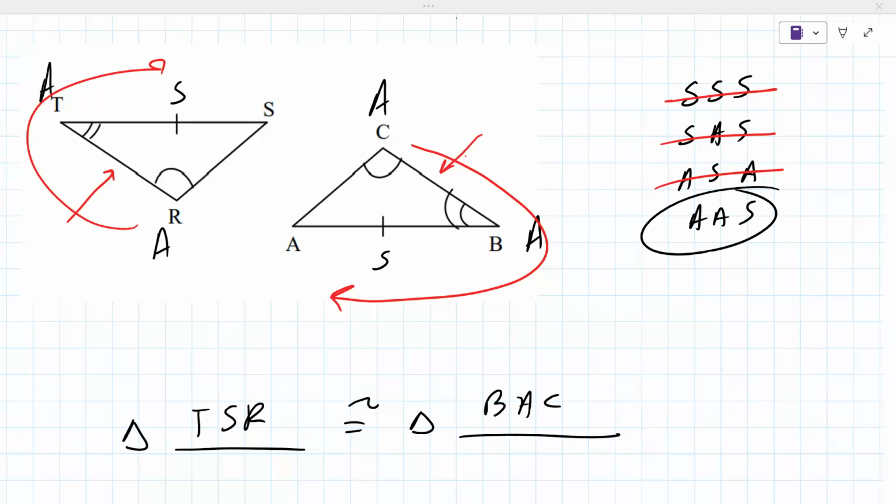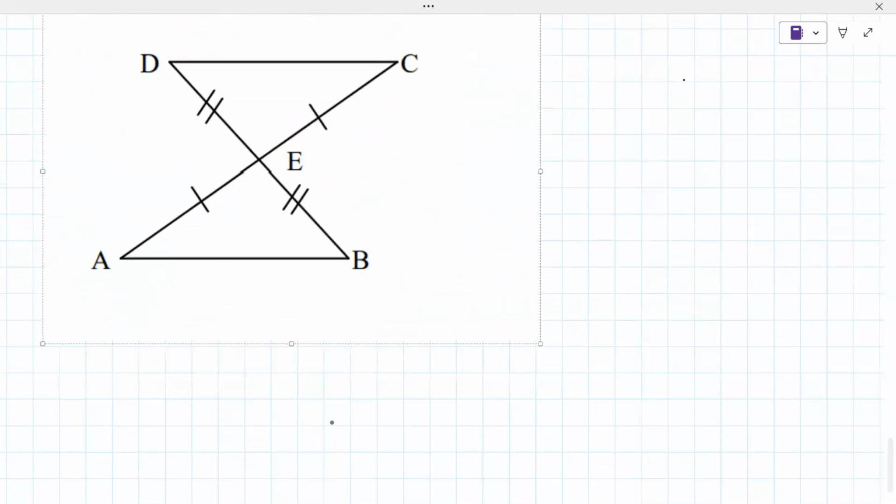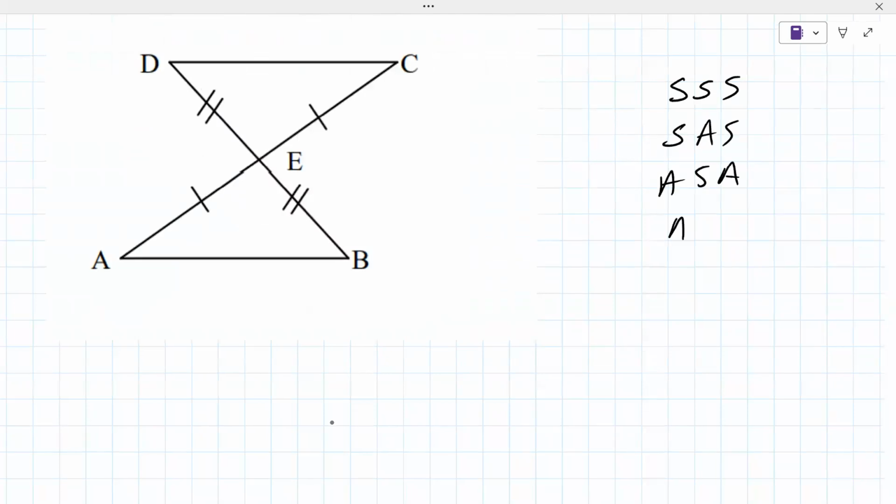So the real challenge of this is when you get the triangles that start overlapping. But here's another one where they don't quite overlap yet. That's where they get the toughest. All right, so your options are side-side-side, side-angle-side, angle-angle-side, or possibly none. This one is not a none. These are congruent.